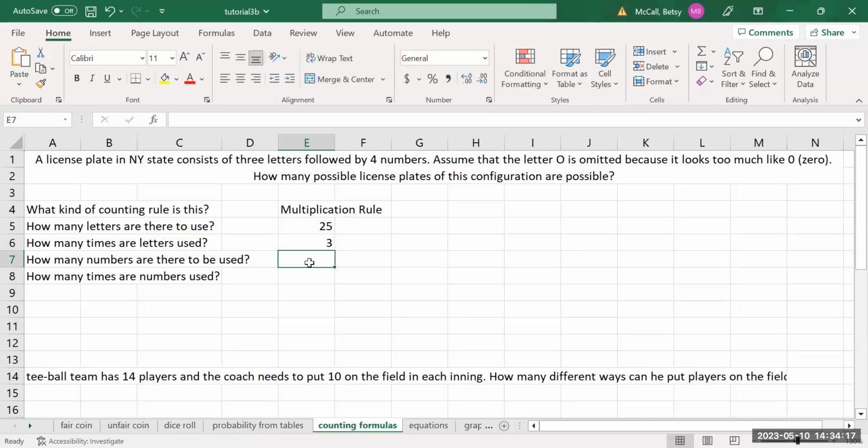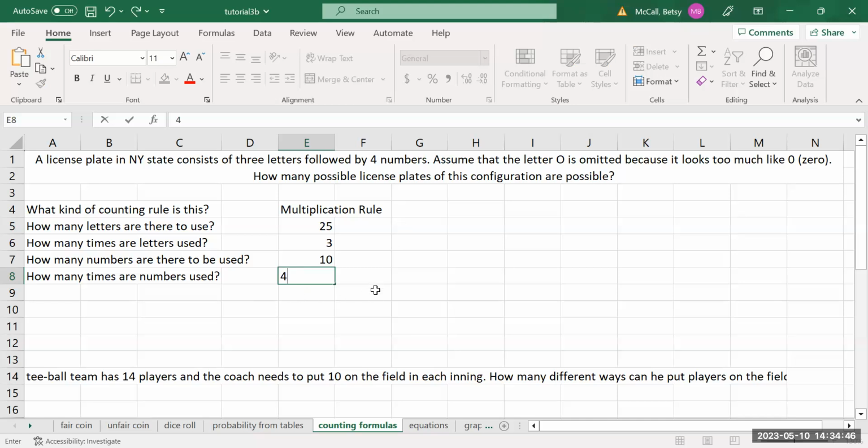How many numbers are there to be used? So how many single digit numbers are there? Well, there's 10 of them, because we have 1, 2, 3, 4, 5, 6, 7, 8, 9, but then also 0, and that's our 10th one. So there are 10 possible numbers. And how many times are these numbers used? Well, there's 4 numbers. So number, number, number, number. So there's 4 of them.